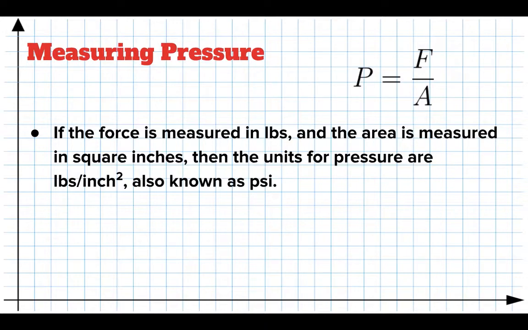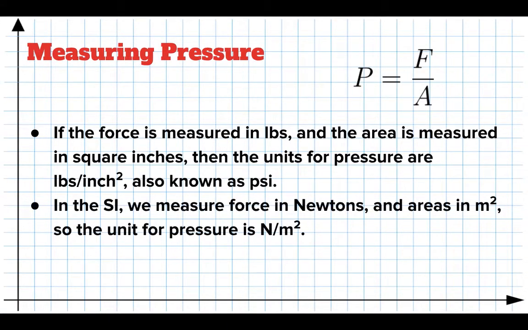And the PSI is probably familiar to you if you pump up your car tires. They should be somewhere around 30 PSI, or pounds per square inch. So that's telling you the force that needs to be exerted by the air inside on the tire for every square inch. There should be 30 pounds of force.